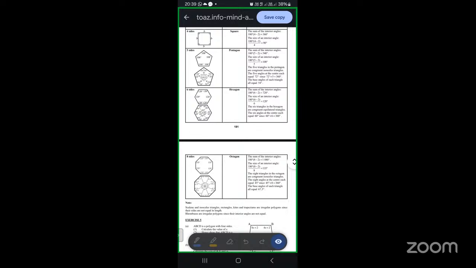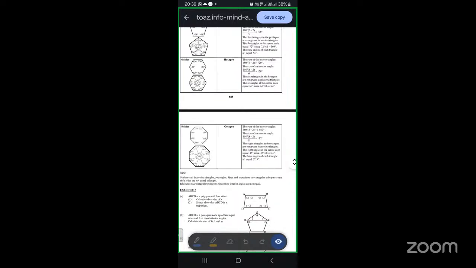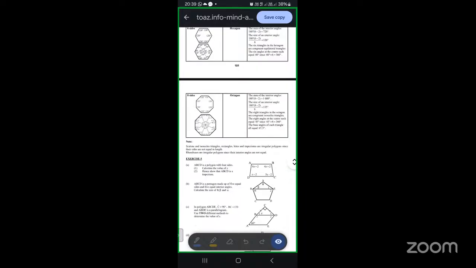Okay, thank you, guys. Then we have number A here, exercise 5. We are saying ABCD is a polygon. They didn't specify what kind of polygon, whether it is a trapezium or parallelogram. They just said it's a polygon with four sides. That is powerful information that we can use. Then they are saying calculate the value of x. We can see that this angle has x, this angle has x, that angle has x, that angle has x. So we are required to find that unknown x.